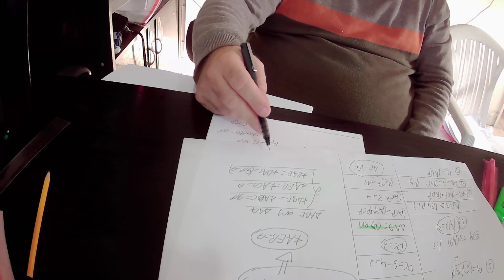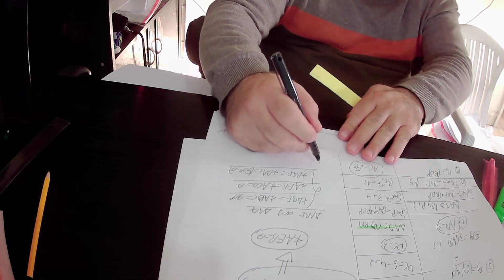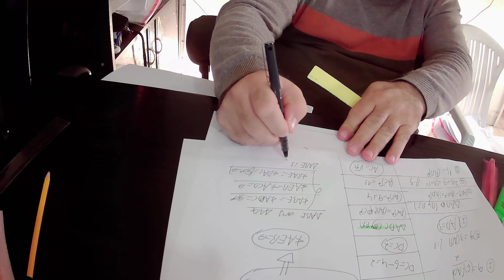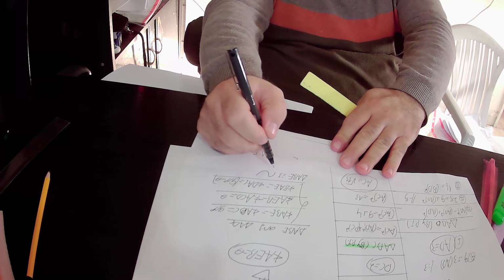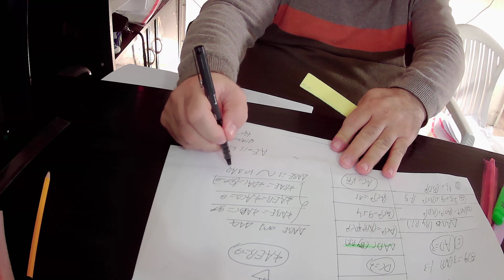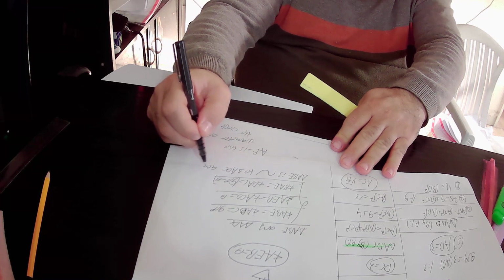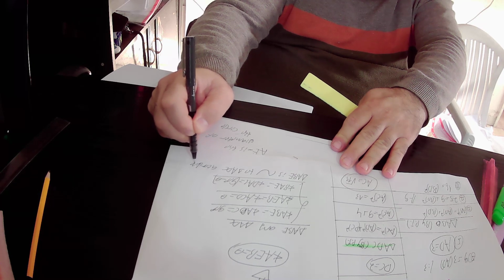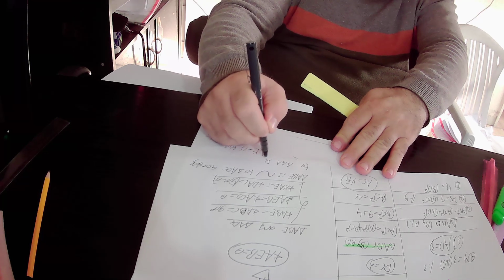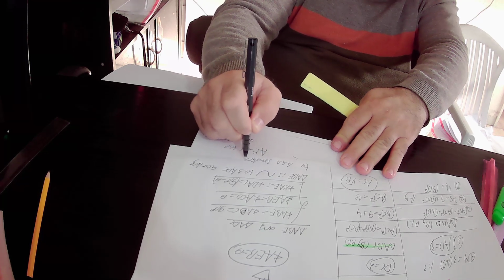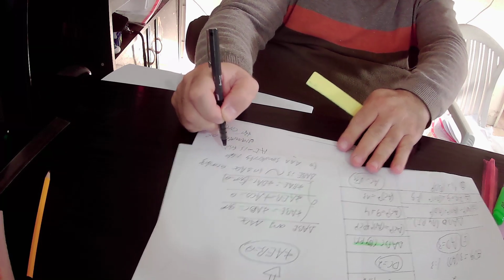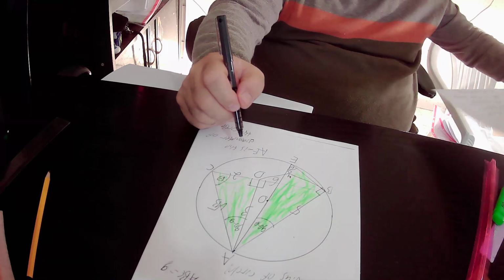triangle ADC. Therefore, we can conclude from it that triangle ABE is similar, this is the sign of similar, to triangle ADC according to the angle similarity rule. The two main triangles are similar to each other according to the angle similarity rule.